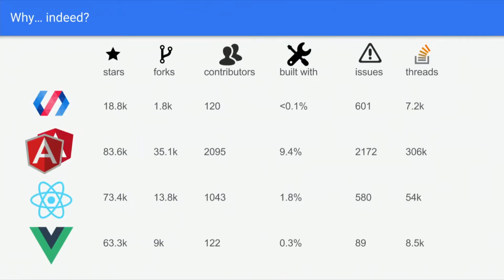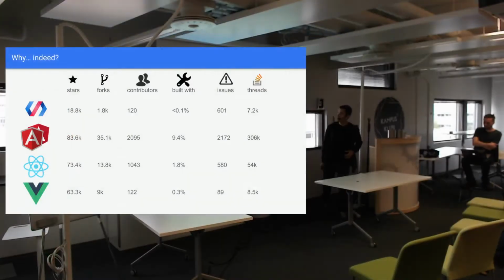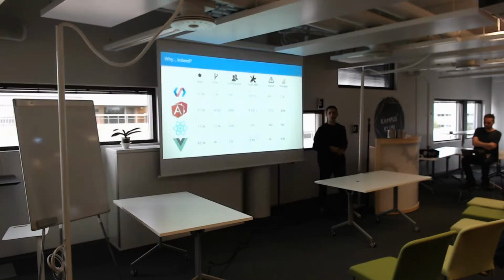And we decided to get some numbers to compare. And I think this reflects quite well the state. So we got stars, forks, contributors on GitHub. Then there's builtwith.com. It tells you the percentage of websites built with that tool, or of the top 10,000 websites on the web. I don't know what the criteria for the top 10,000 is.